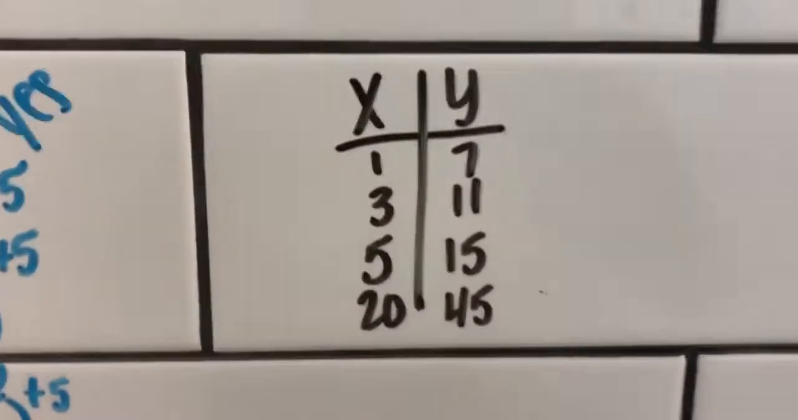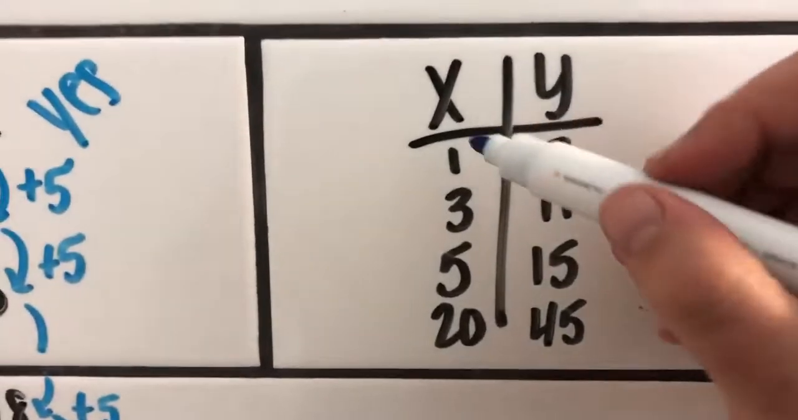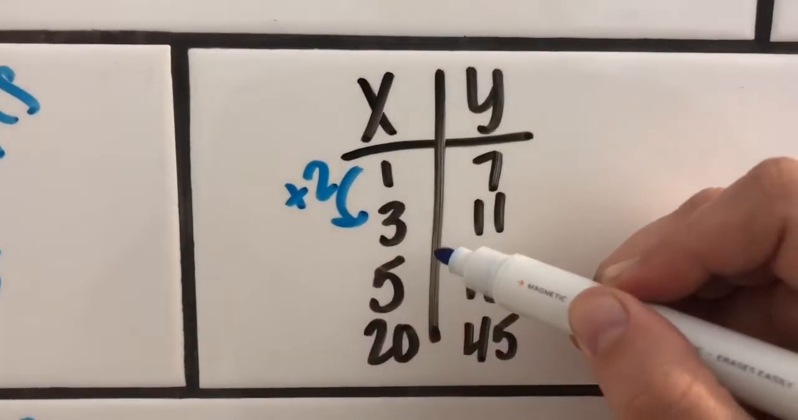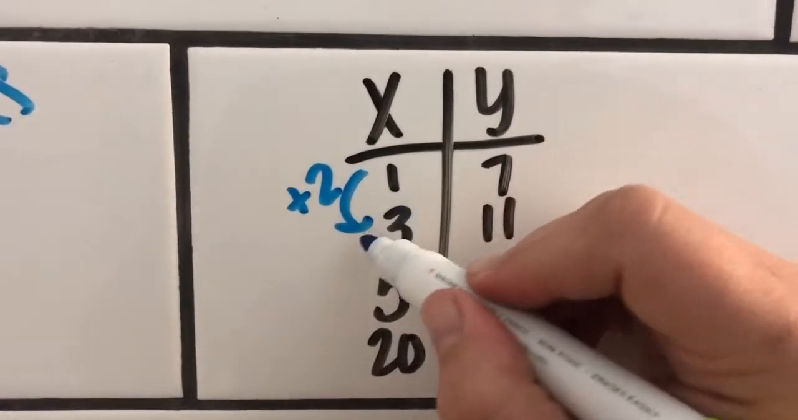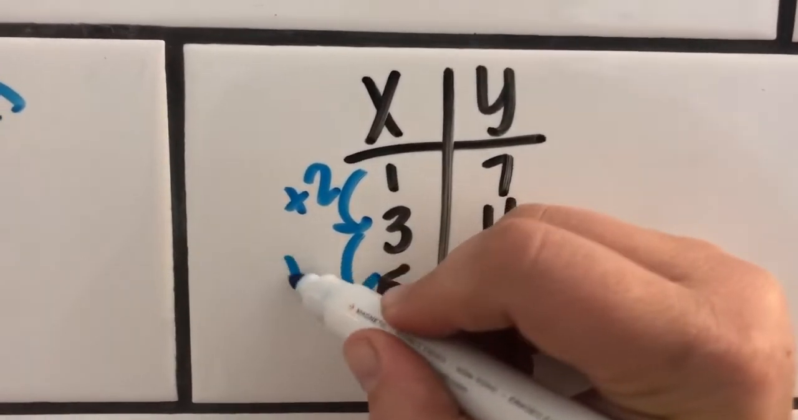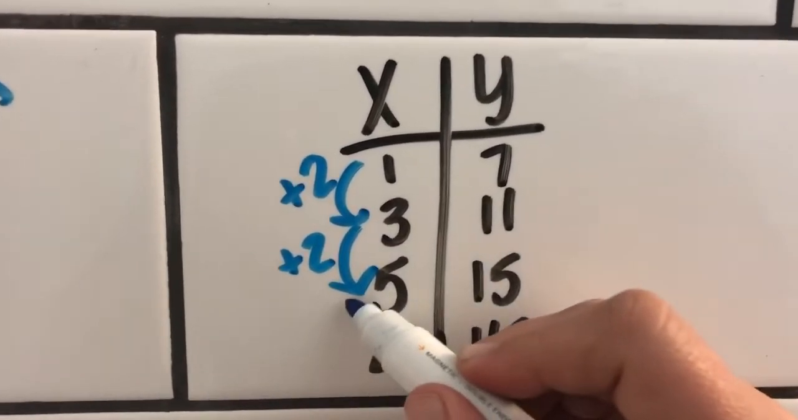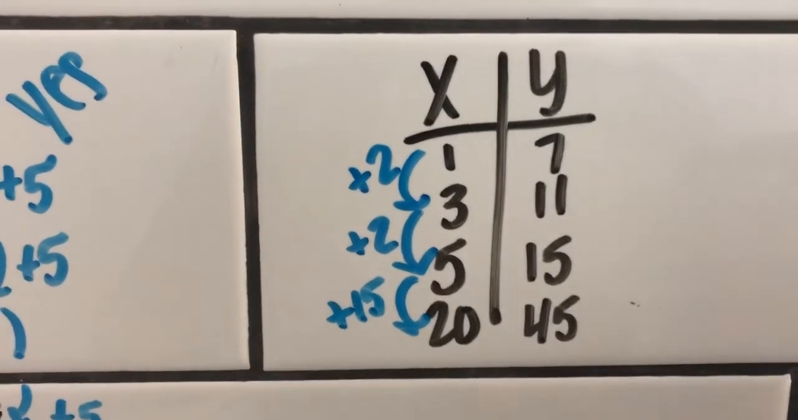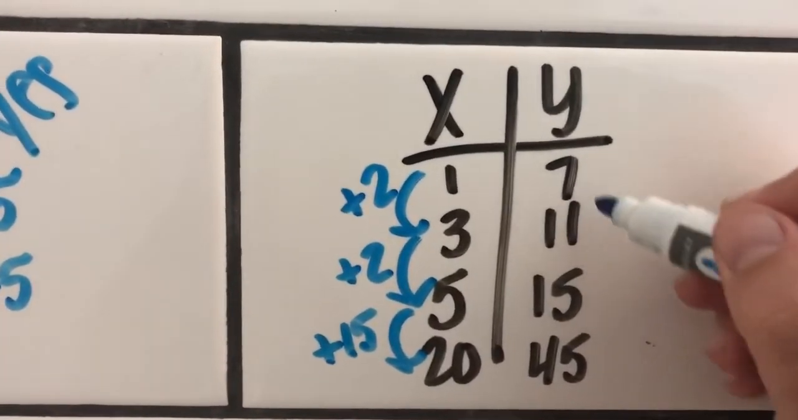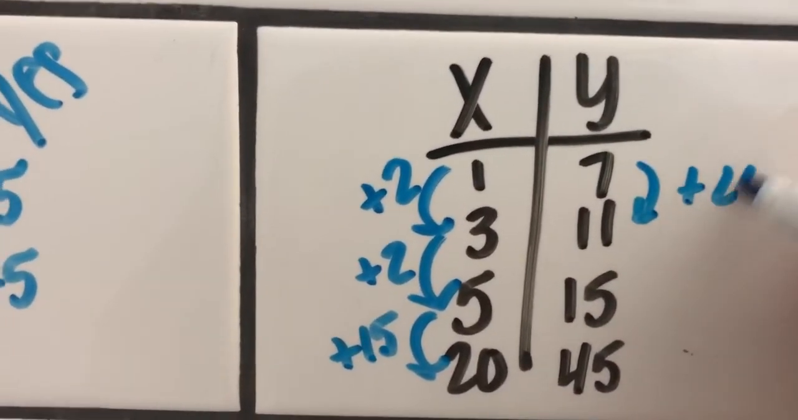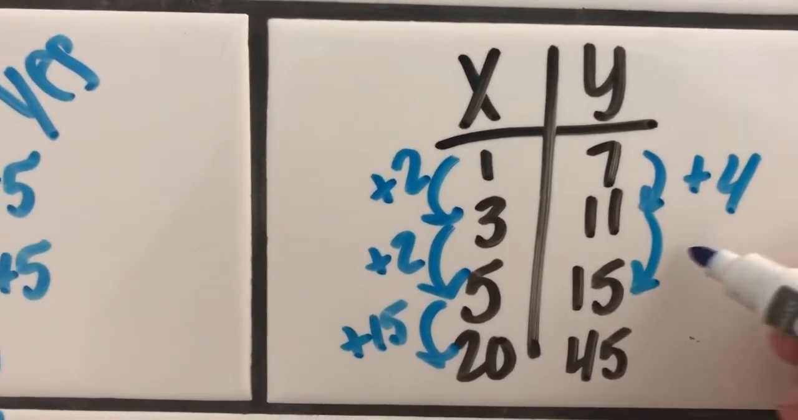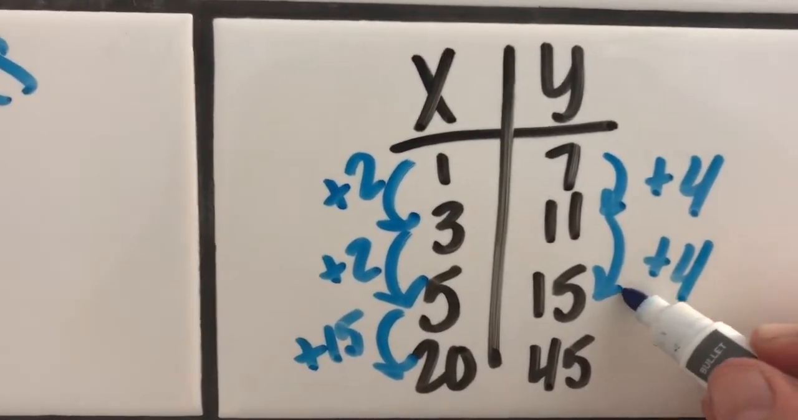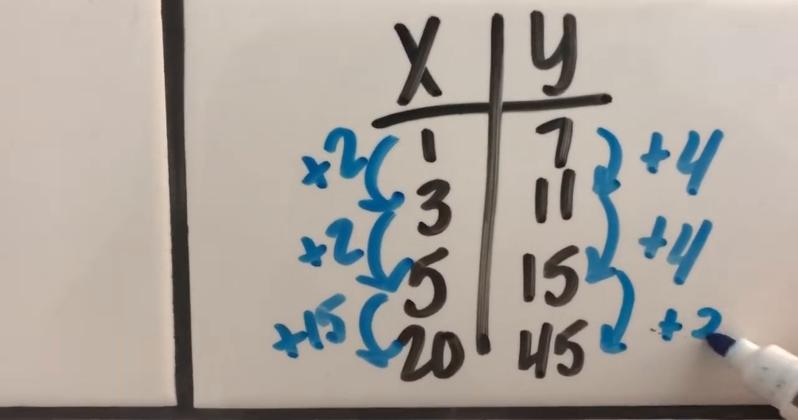Next one, same thing again. I'm going to look at my x column and then my y column. From 1 to 3, it's going up by 2. From 3 to 5, it's going up by 2. From 5 to 20, I'm going up by 15. So that's a little weird, but let's look at the y's first and see what's happening. From 7 to 11, I'm increasing by 4. From 11 to 15, I'm also increasing by 4. And from 15 to 45, I'm increasing by 30.